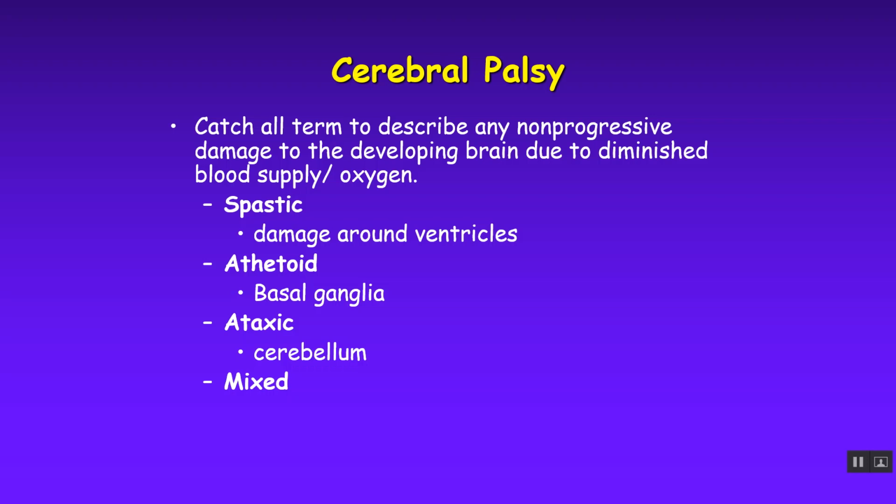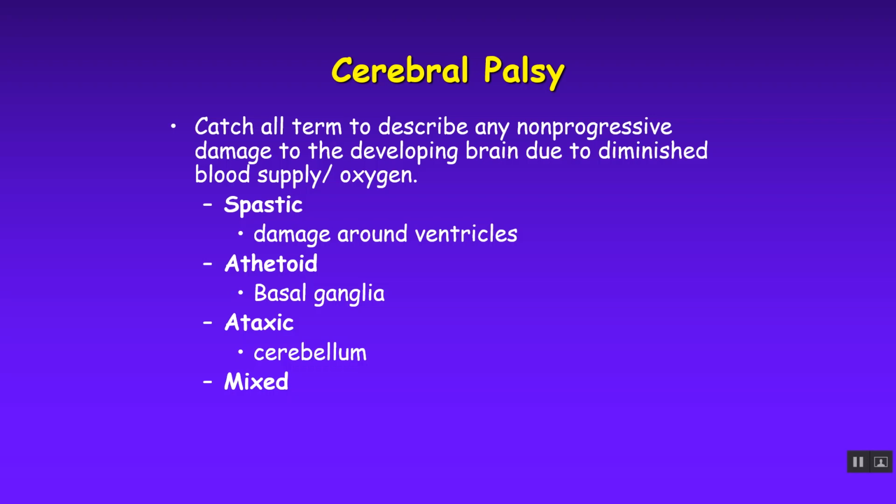Athetoid, if the damage is more around the basal ganglia structures, they can have athetotic movements, these writhing, dystonic movements. It's not as spastic in nature, it's more writhing and incoordination, snake-like writhing movements, athetoid movements. Okay. Ataxic is where they have a lot of coordination deficits.